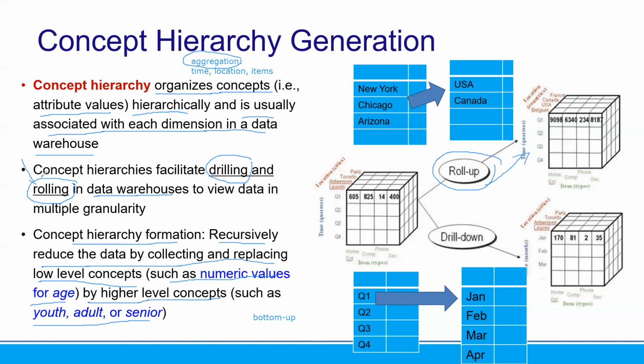So we roll the data into the new hierarchical concept. For example, if it is New York, Chicago, Arizona, we want to roll into USA. If it is drill down, or drilling, it means we want to make it more detailed. If it is Q1, we want to make it January, February, March. So it is drill down. Drilling, roll up, rolling, they are using the same keyword. Drilling is drill down, rolling is roll up.